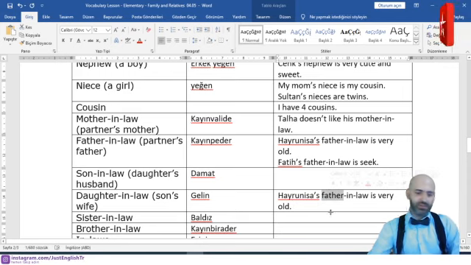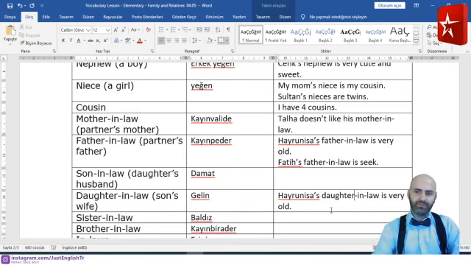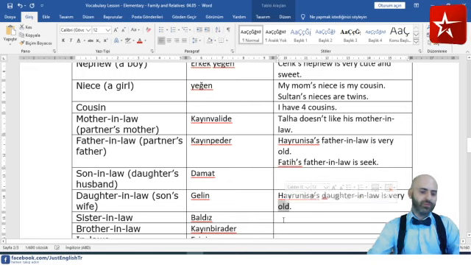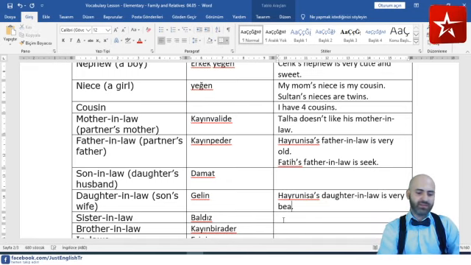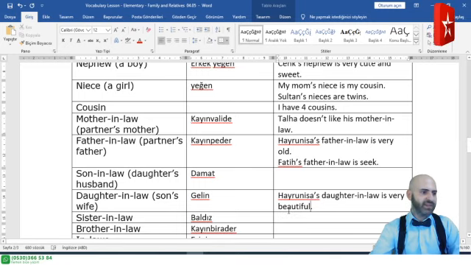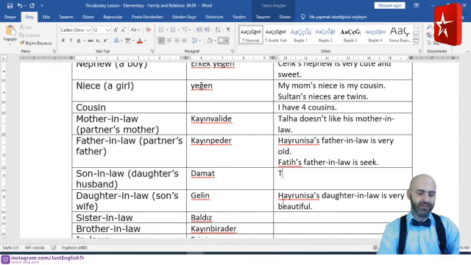Hayrunisa's daughter-in-law is very beautiful. She wrote this sentence. Thank you. My son-in-law is very short. Talha, where is Talha? Here. Talha's son-in-law is very short.